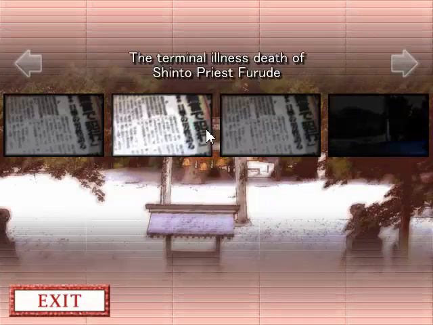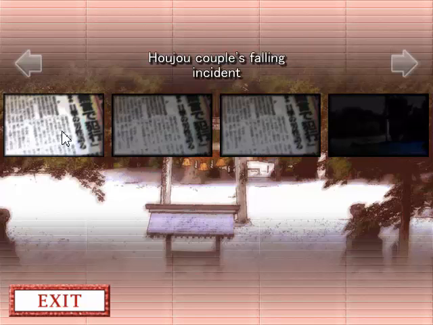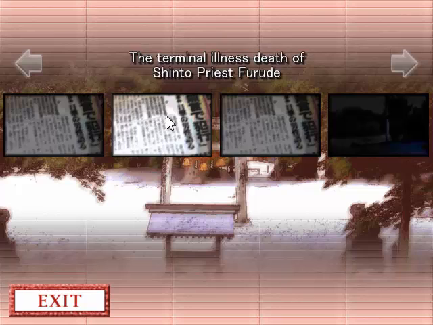Well, are they all gonna be one of those articles? I mean, look at that. Hojo's couples falling instance. I mean, if you've been paying attention, that's Satoko's last name. So it's like, what the hell? The terminal illness death of the Shinto priest Furude. And I don't think it's been mentioned yet, but that is technically Rika's last name, Furude. So he's just like, huh?